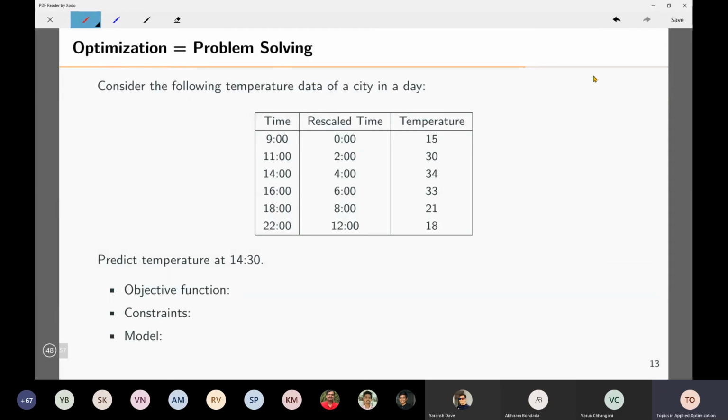Problems on a daily basis could be very simple, like, let us say, consider the temperature data of a city in a day. Let us say at 9 a.m. the temperature is 15, let us say, in Hyderabad, which is usually like this in Hyderabad.